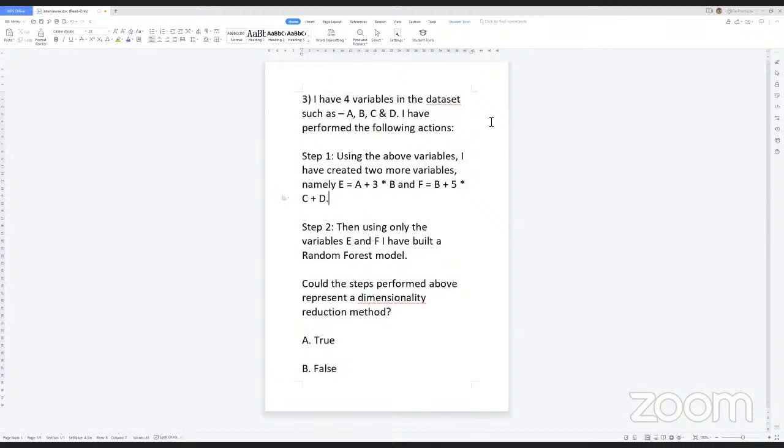So this is the next question. The third question states, I have four variables in the dataset such as A, B, C, D, and I have performed the following actions. Step 1. Using the above variables, I have created two new variables, namely, E is equal to A plus 3 into B, and F is equal to B plus 5 into C plus D. Step 2. Then using only the variables E and F, I have built a random forest model.